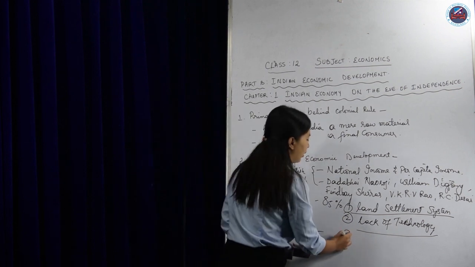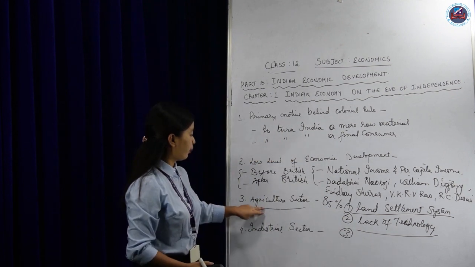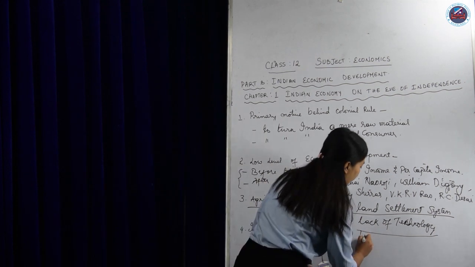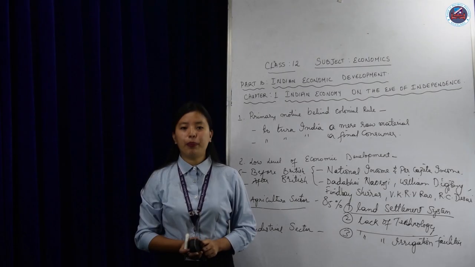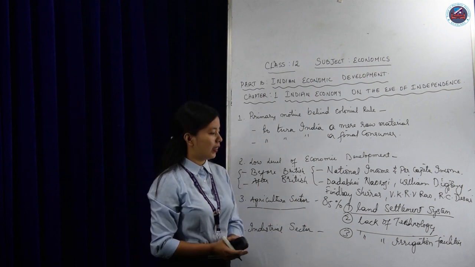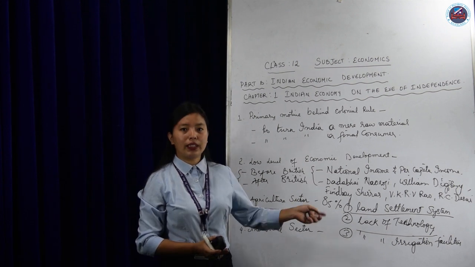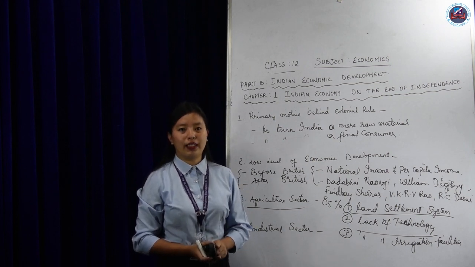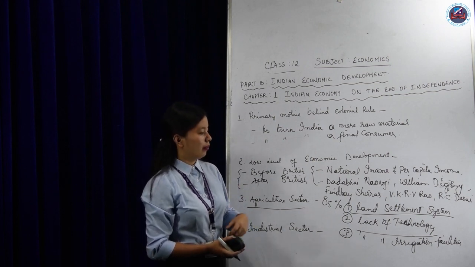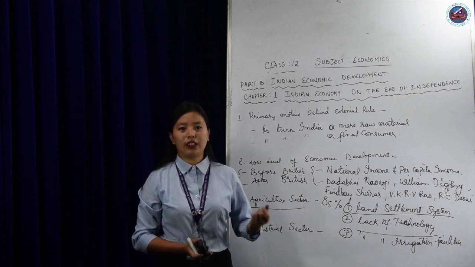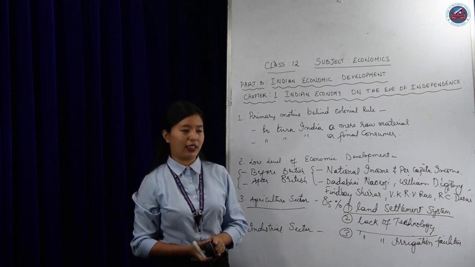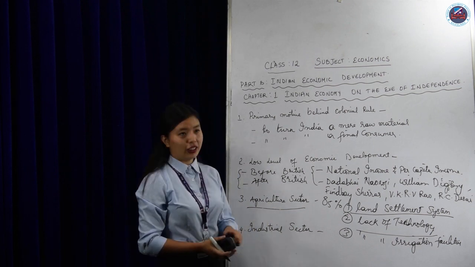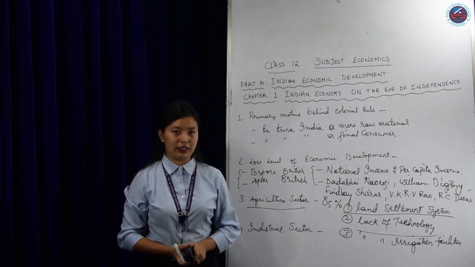The third reason behind the stagnation in the agriculture sector is lack of irrigation facilities. Today we have ample irrigation facilities. During that time, there was negligible and limited use of fertilizers and limited irrigation facilities in the agriculture sector. This is also another reason behind the stagnation in the agriculture sector.